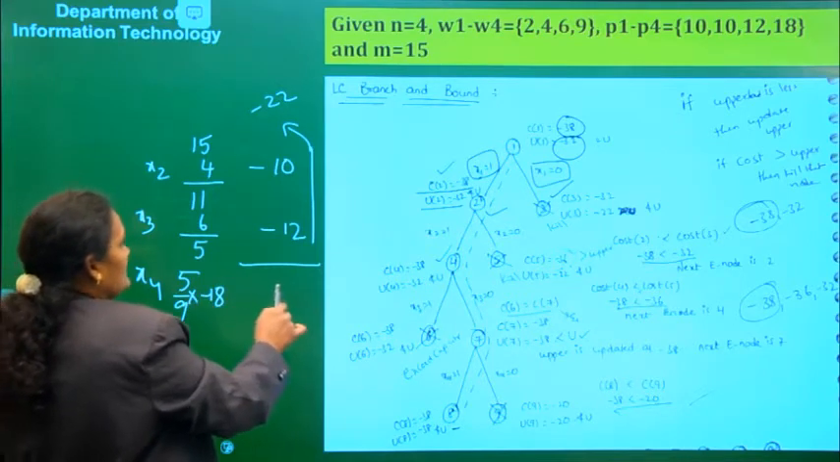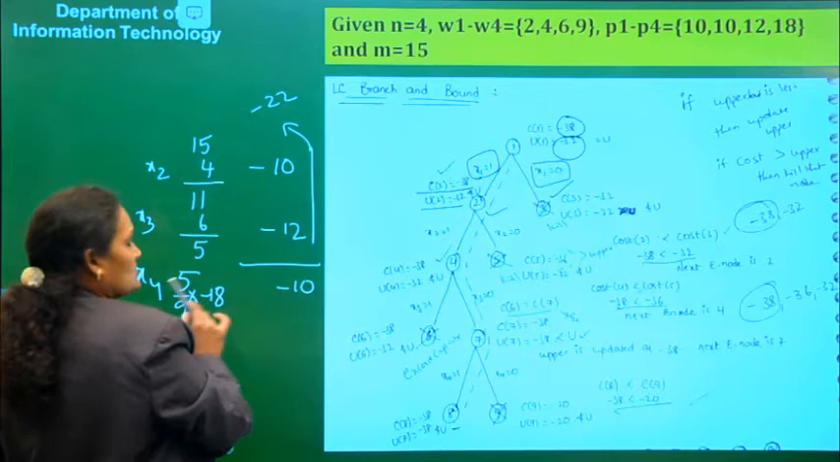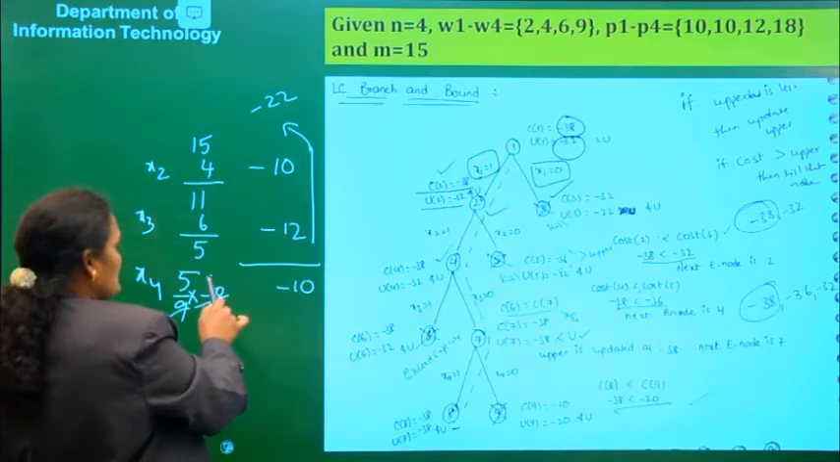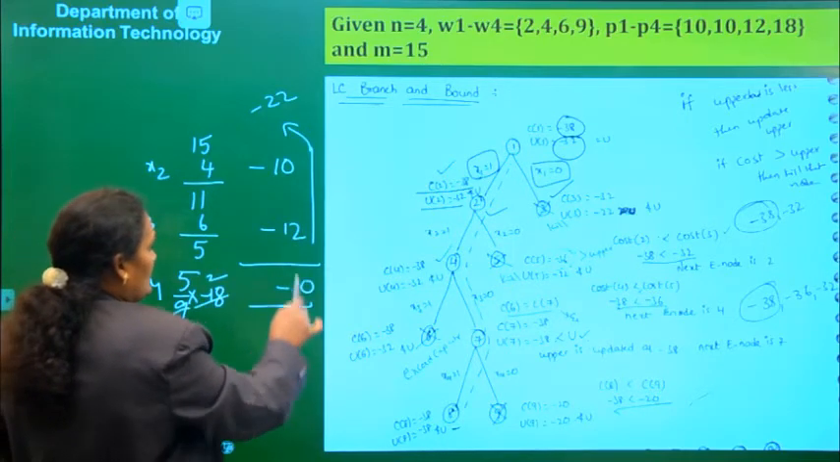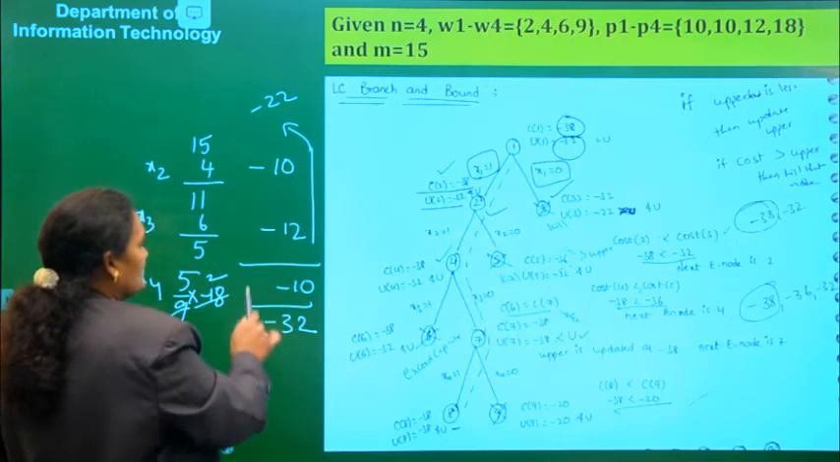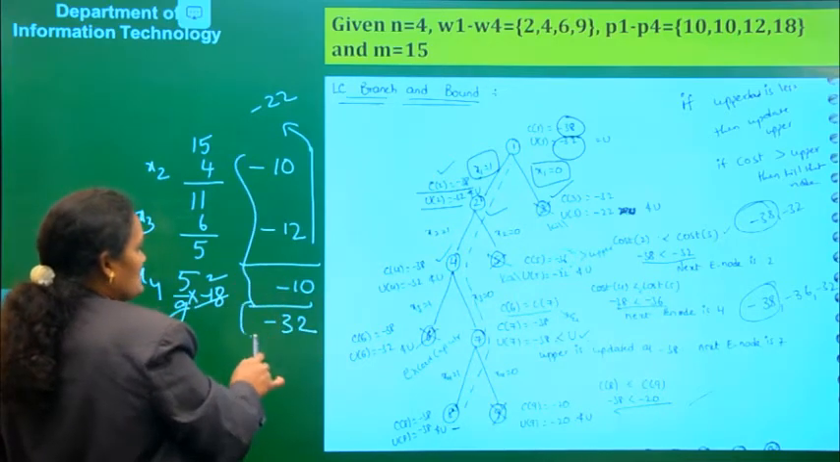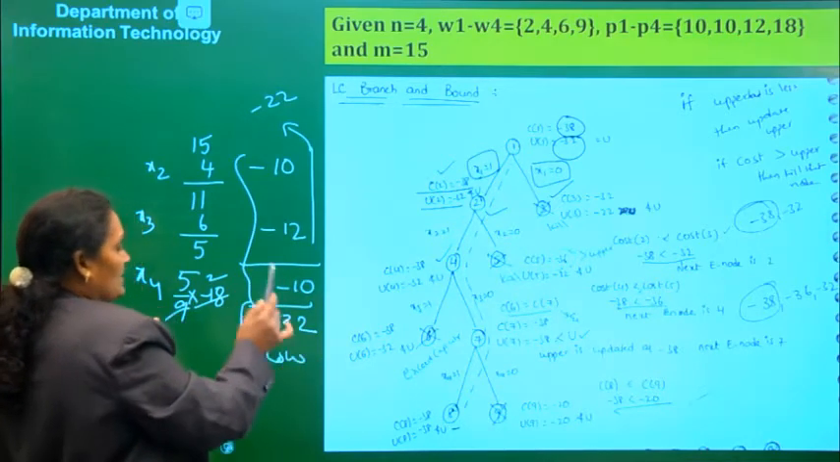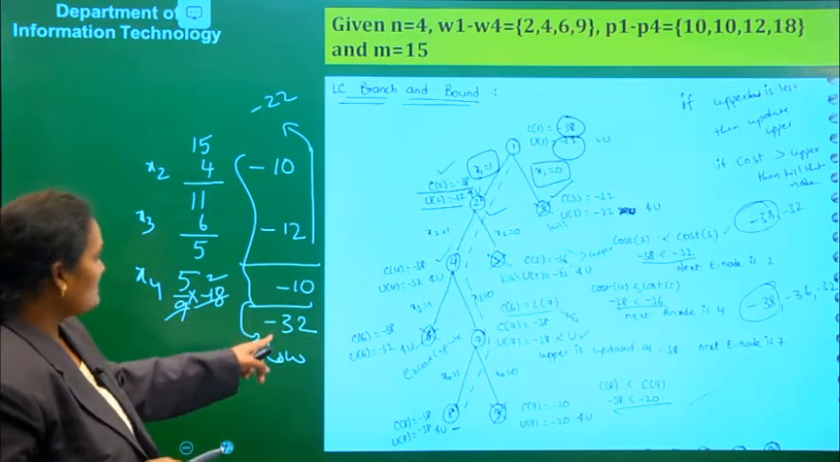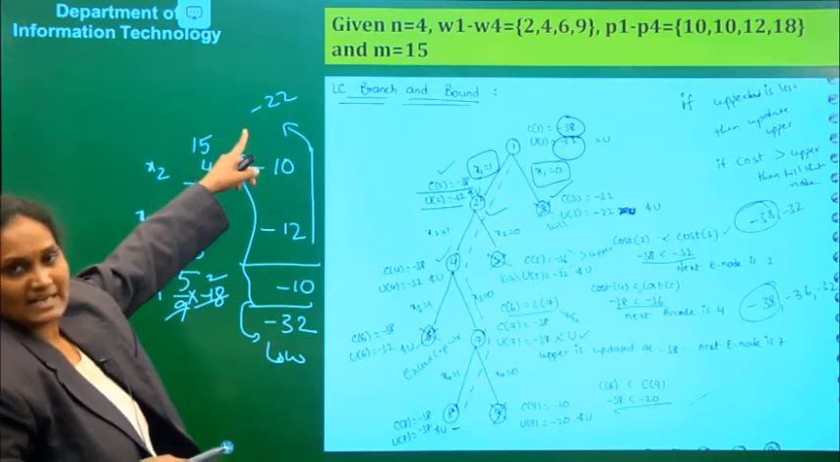And coming to the lower bound, only 5 by 9th part I can place. By calculating this, what will we get? Minus 10 is the profit. That is 5 by 9 times 18, which is minus 10. Now what does it become? Minus 32. So this is the total, which is the lower bound. So here the lower bound is minus 32 and the upper bound is minus 22.